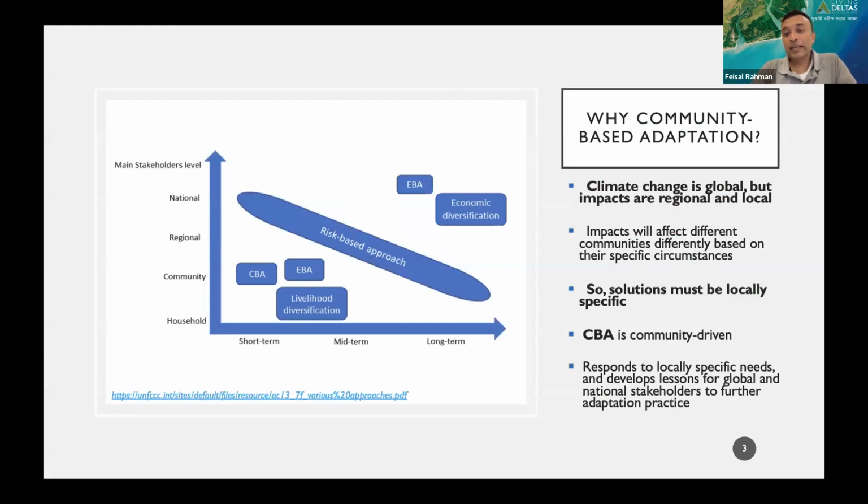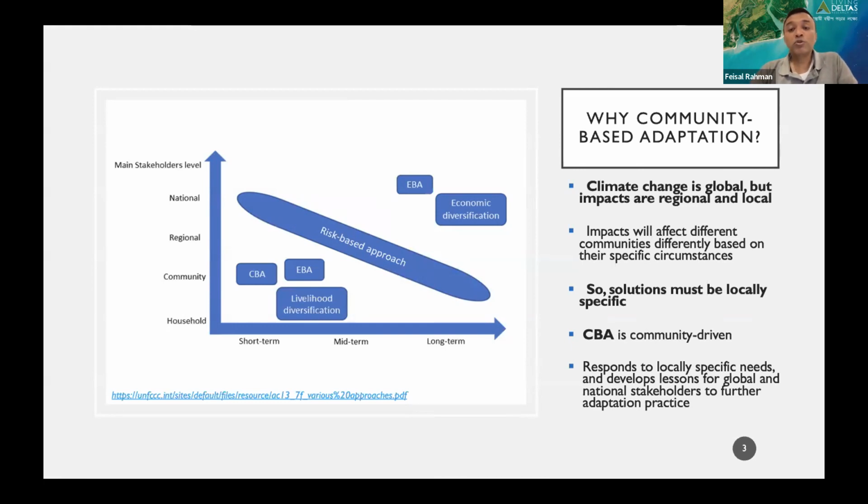So why did CBA really evolve? First of all, climate change is really global, but how we experience it is more local or regional. And if we look at the history of adaptation, mostly it has been reduced to climate science or model-based impacts, which often ignores how communities at the local level experience them. As I mentioned, impacts differ from community to community, both spatially as well as temporally. Depending on specific social, cultural, and political circumstances, these impacts may vary, especially the perception of risk and how communities experience these.